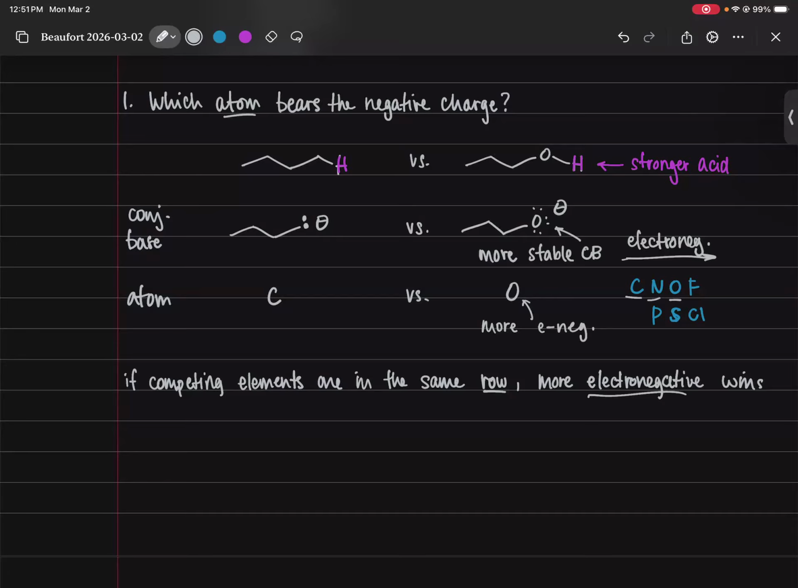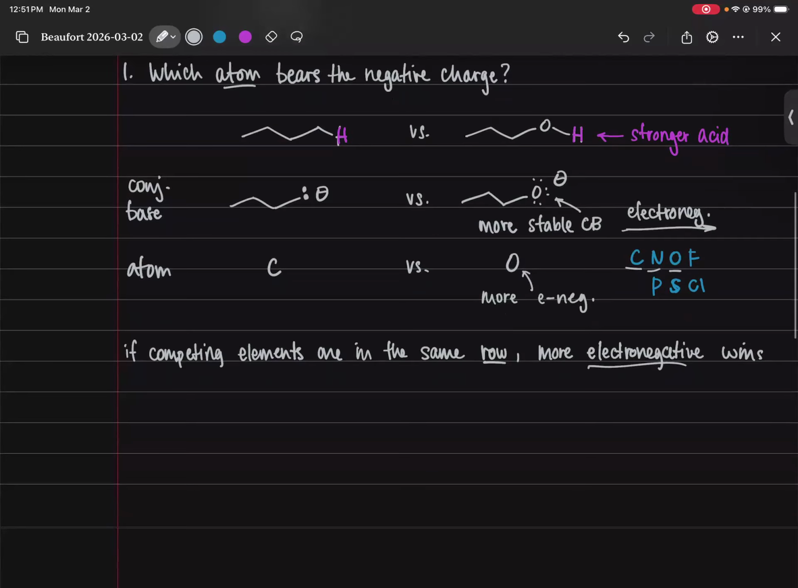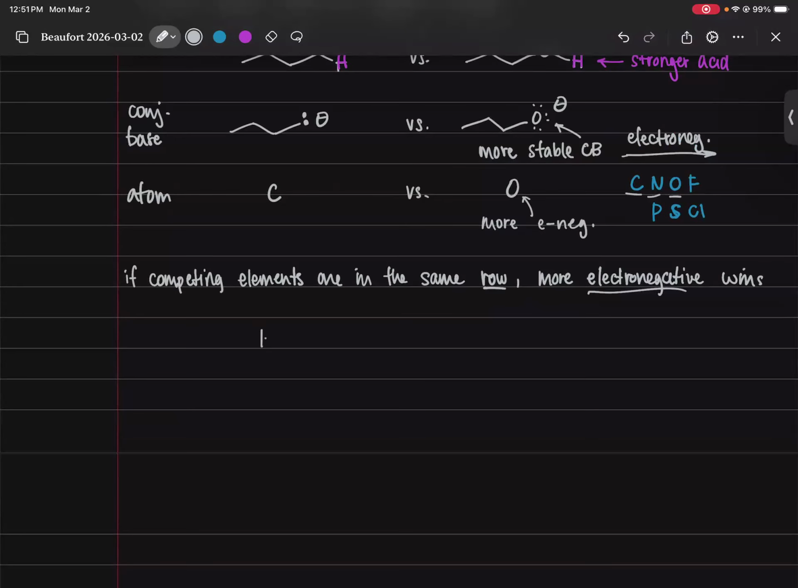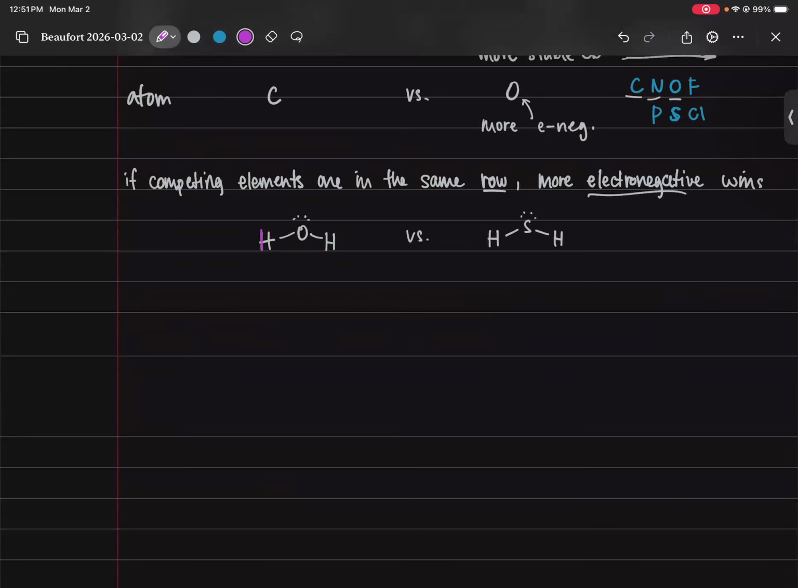Now, we're going to see a counterexample here in a moment, but generally oxygen is a good place to look for strongly acidic protons. Okay, I talked about the two elements being in the same row, but what if they're not in the same row? So an example of that would be water versus hydrogen sulfide. Again, the two protons are identical on these two molecules.